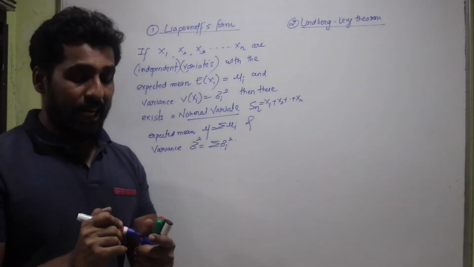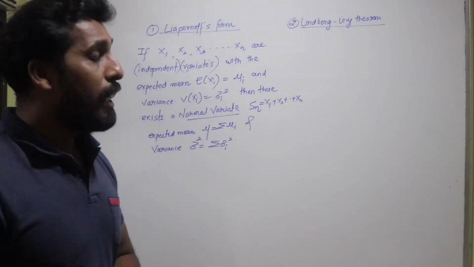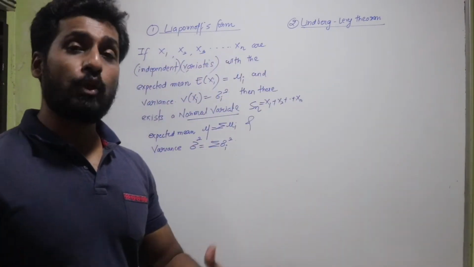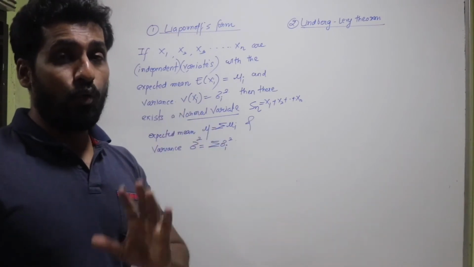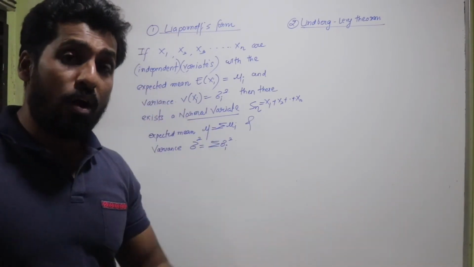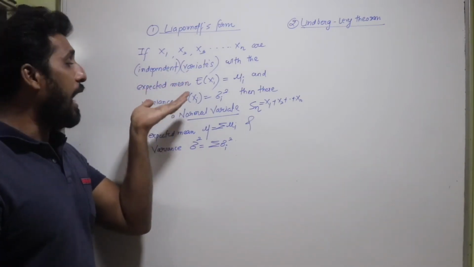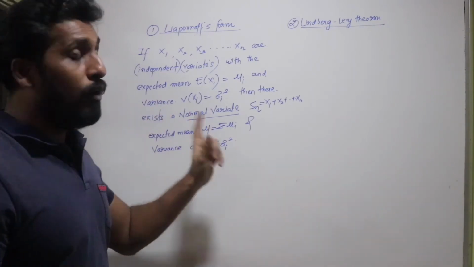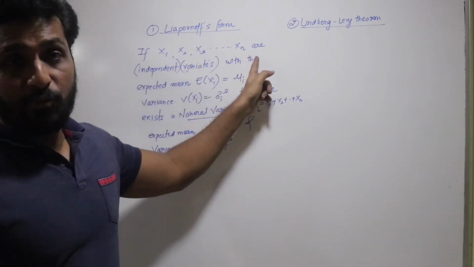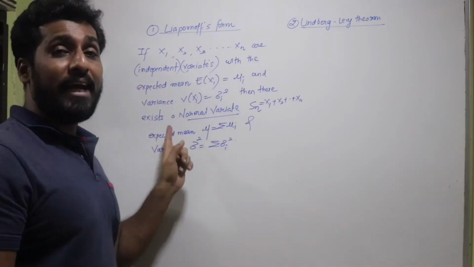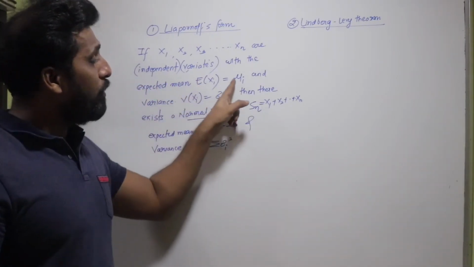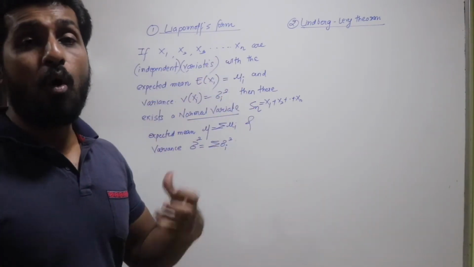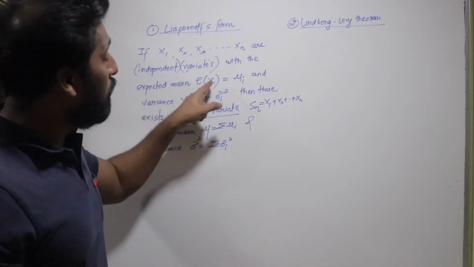So you have to understand what the statement is actually trying to tell us. There are some individual variates available to us, x1, x2 and so on up to xn. These individual variates are all independent and they all have their own expected mean and their own variance. Then there exists one normal variate which is given by the sum of all these variates, and that normal variate will have an expected mean given by the sum of the means of all the variates, and the variance will also be given by the sum of the variances of all the variates.